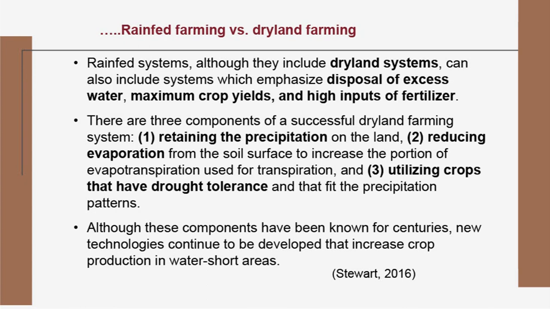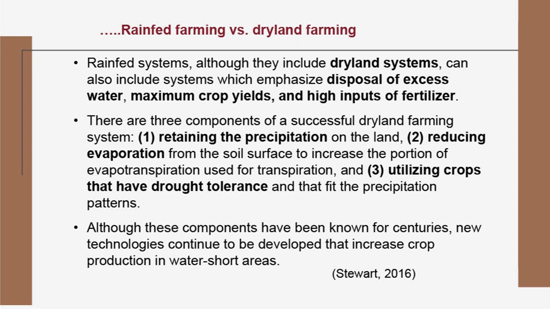Rain-fed systems, although they include dryland systems. Now I seek your attention. You should know that all kinds of rain-fed systems include dryland systems, but can also include systems which emphasize disposal of excess water, maximum crop yield and high inputs of fertilizer. This was the opinion of Stewart. So there may be cases where you can have excess water and it becomes difficult to dispose of this excess water. So that will be part of rain-fed farming actually.